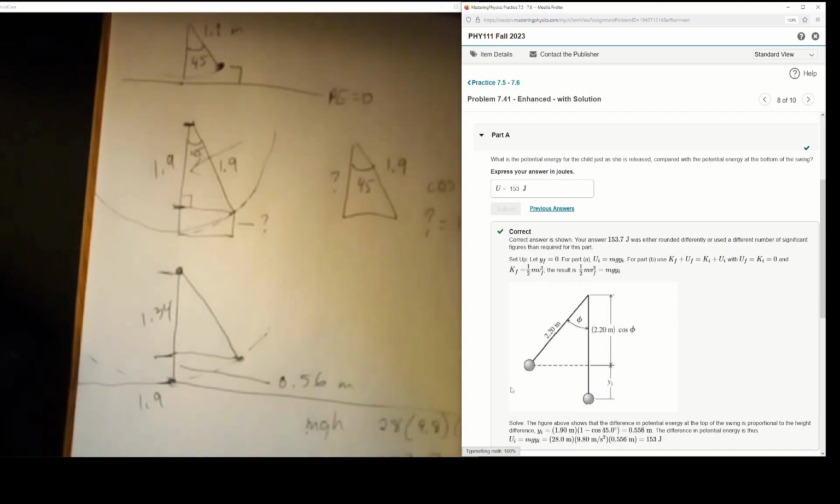Oh, and they gave us a picture here. So, well, they had the child swinging from the left. I had my child swinging from the right. Doesn't matter. Doesn't matter at all.